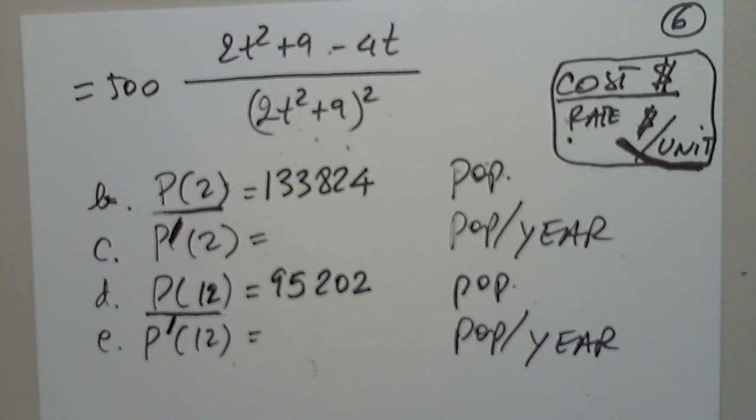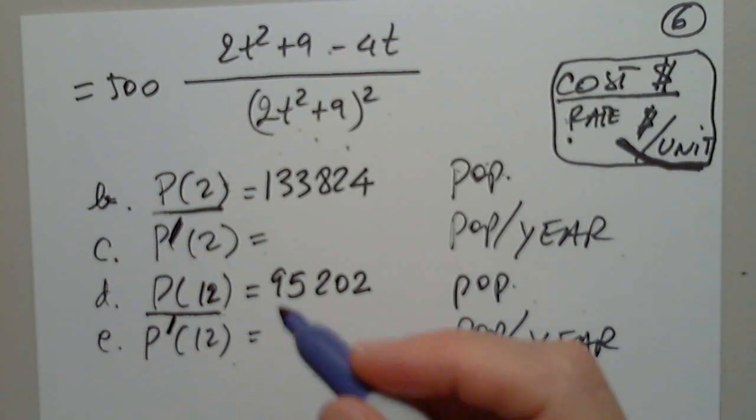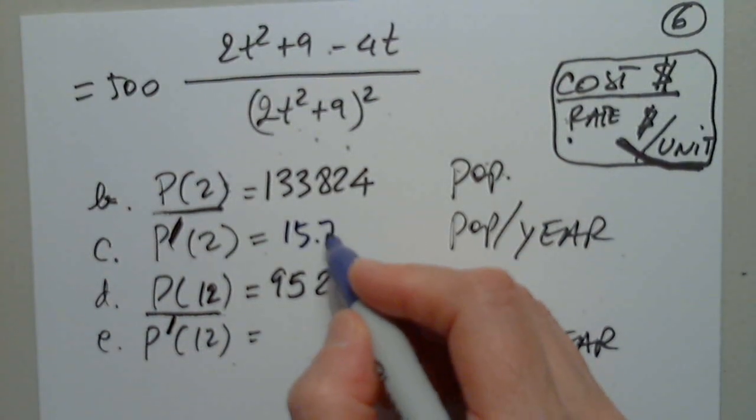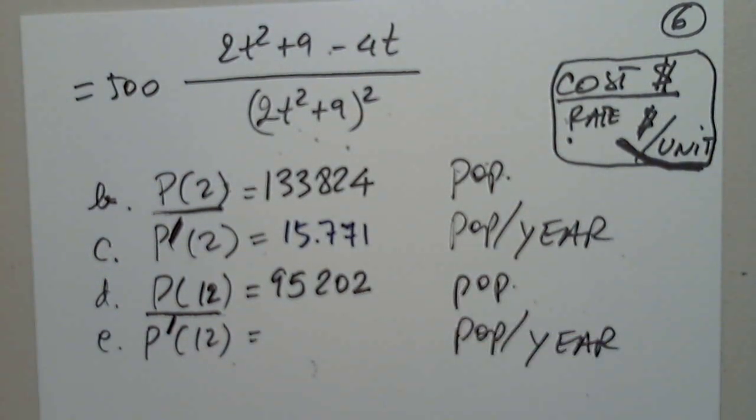Then P prime of 2 is 15.571. And P prime of 12 is 1.41.